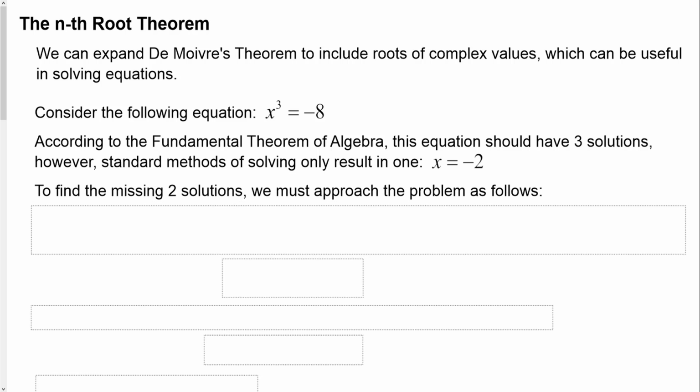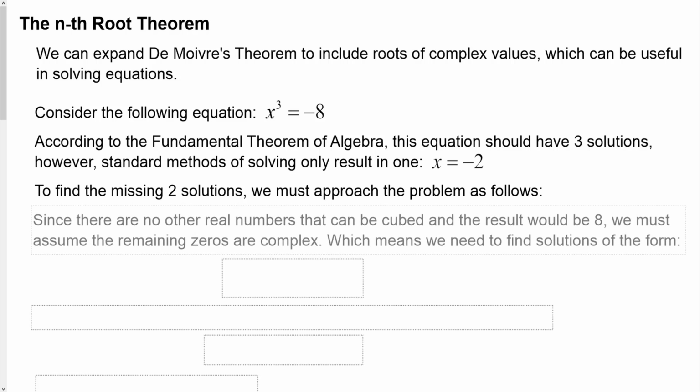To find the missing 2 solutions, we must approach the problem as follows. Since there are no other real numbers that can be cubed to give negative 8, we just assume there's no more real numbers here. In fact, you could graph this, and in order to prove that there's no more real numbers, you'd see that there are no more x-intercepts.